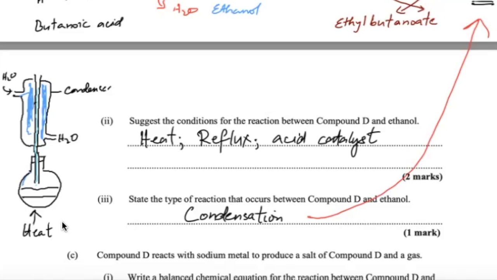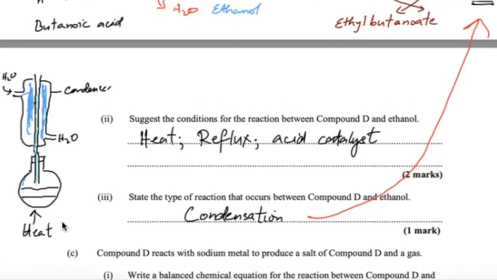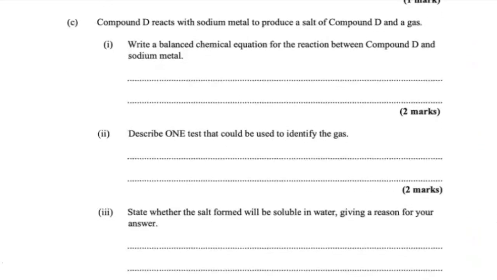In order for us to get to the next part, we have to clean this part. They want us to write a balanced chemical equation for the reaction between compound D and sodium metal. What's compound D? That's butanoic acid. This is just revising the reactions of organic acids, or carboxylic acids. They react similarly to our mineral acids. The only difference is where the metal goes.